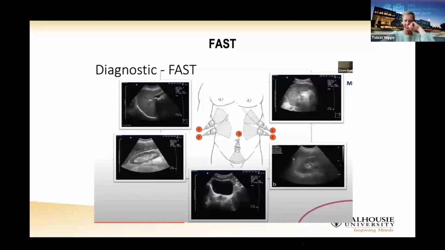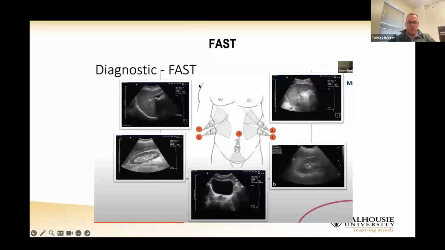Sorry. So there's the FAST protocol, which is the most commonly used, but there's tons of other iterations of that out there. They really don't differentiate each from each other that much. Anyway, what we look for is we look at the right upper quadrant. So we look at the liver and we also look at the chest.